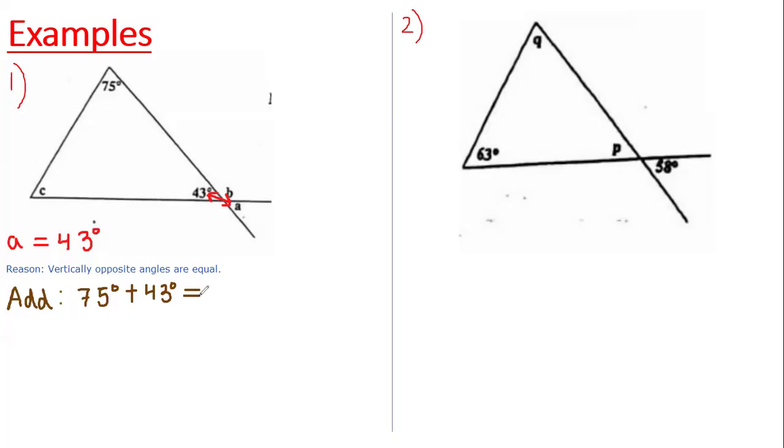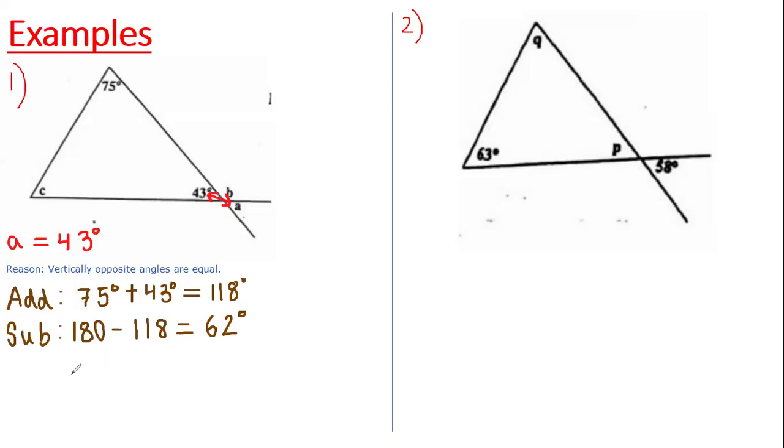So 75 plus 43 is gonna be 118 degrees. And so we can subtract, right? So we're gonna subtract 180 degrees with what? 118 degrees. 118. And when we subtract them, what do we get? 62 degrees. So 180 minus 118, we get 62 degrees. Very good.